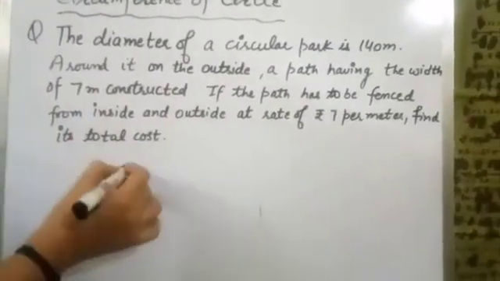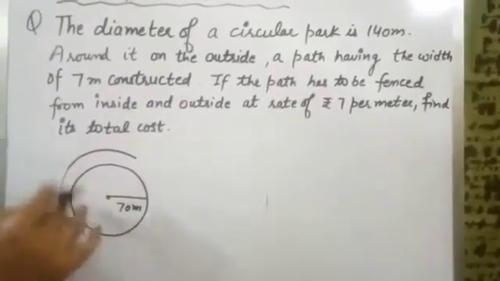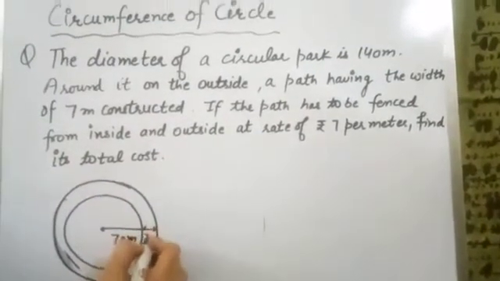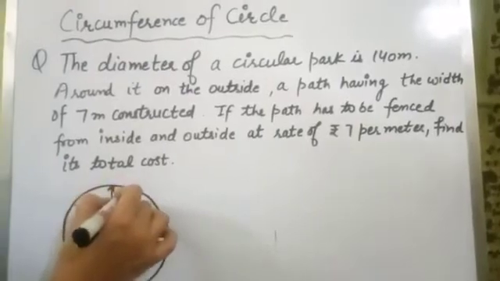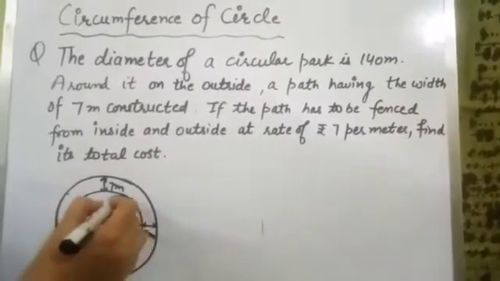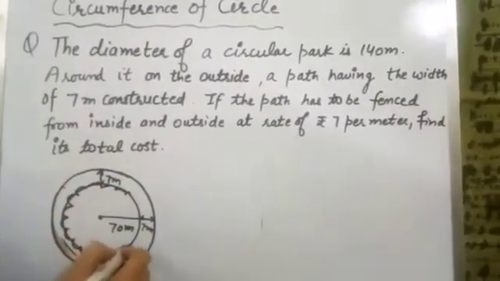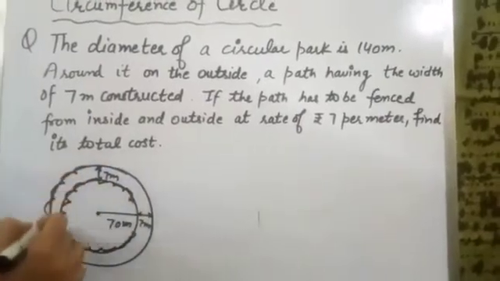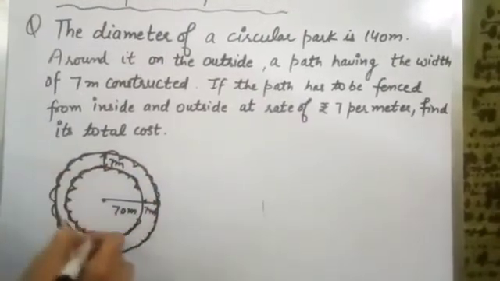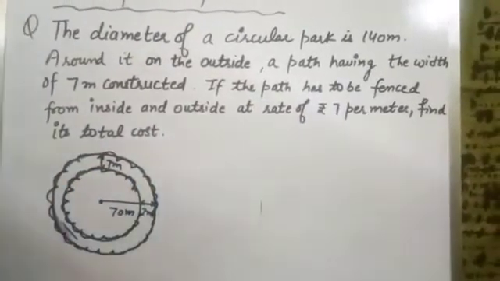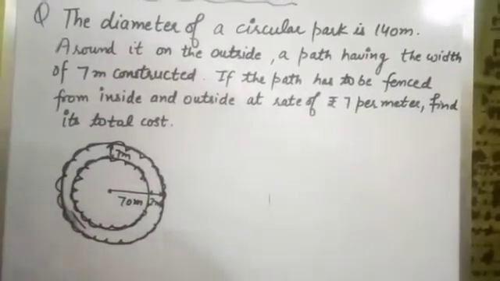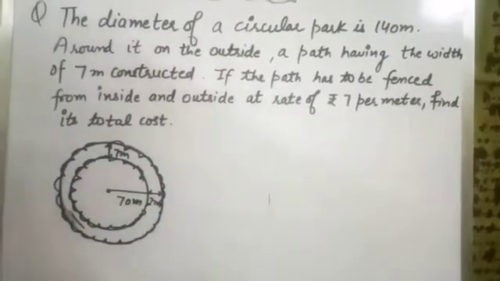Around it on the outside, the path is constructed of width 7 meter. This width is given to us, 7 meter, from everywhere. Now this path has to be fenced from inside, which means this boundary has to be fenced, and from outside, which means this boundary has to be fenced. If we look at this figure carefully, for this small circle it is its circumference, and for the bigger circle again it is its circumference. If we know the radius of the small circle and the big circle, we can find their circumference.